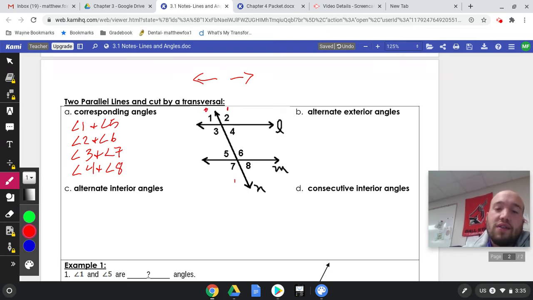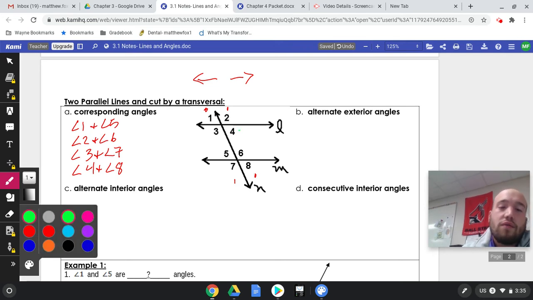1, 2, 7, and 8 are exterior because they're on the outside, where 4, 6, 5, and 3 are on the inside, the interior. Think of it: if these two parallel lines would suddenly smack together, if this would come and crash into those two lines, which ones would get squashed and which ones would not? The ones that would get squashed are the interior angles. The ones that would not are the exterior.